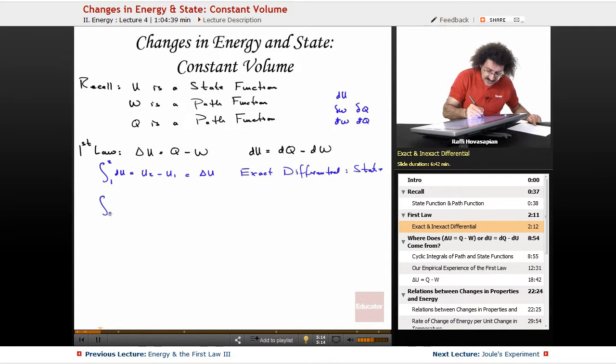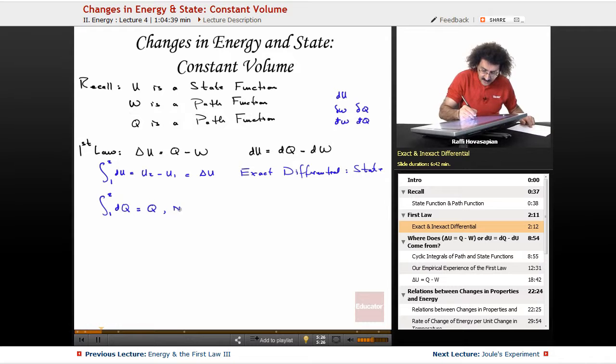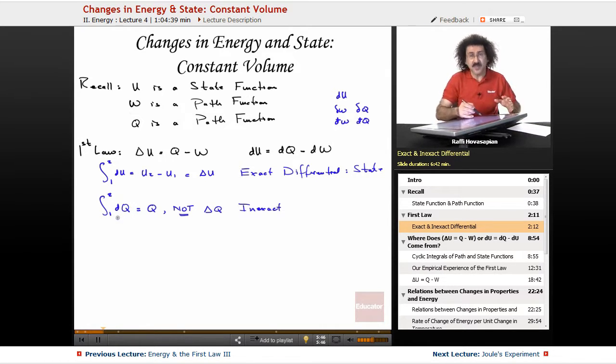Now, when we integrate heat, let's say dq, we don't get q2 minus q1. We just get whatever the value of q is. This is not delta q. This is an inexact differential. Inexact differentials do not integrate the same way exact differentials do. They do not follow this final minus initial. They depend on the path. So you just get a quantity. That's it. Path function.